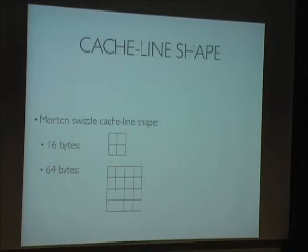But now, this is interesting because if we have a triangle, and our triangle covers, say, this part of the texture, one cache line will contain all the texels that we're trying to sample.